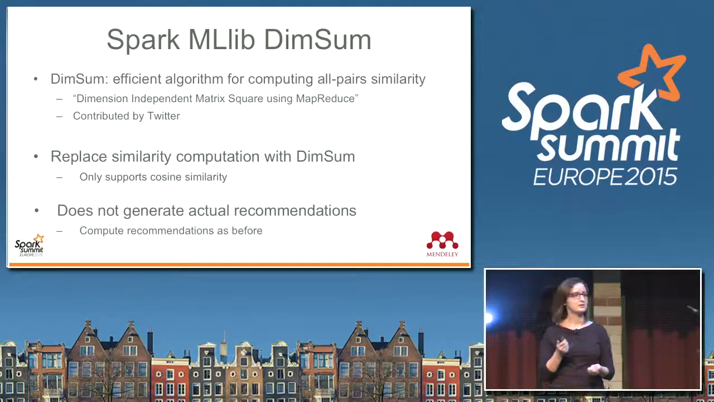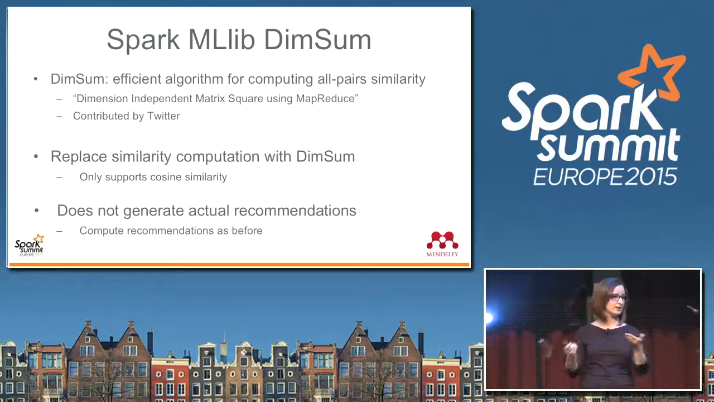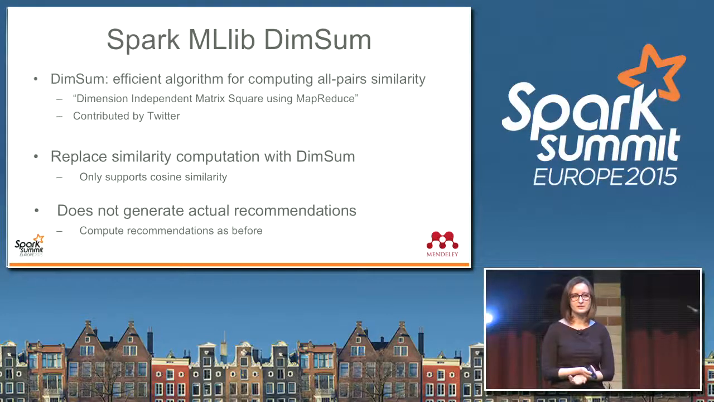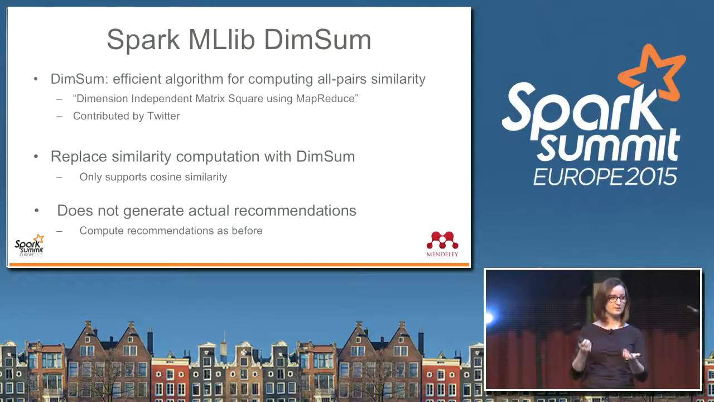It only supports cosine similarity, so if you want to try different kinds of similarity functions, it would either need to be extended or you would need to implement your own, but cosine similarity is good, so it's good to at least give it a go and try it. It doesn't generate the actual recommendations, it gives you the similarities, so in this case, we use the code that I showed before for computing the recommendations.